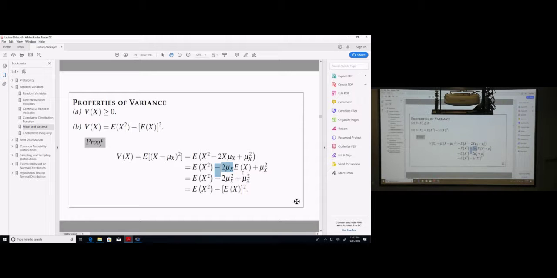And now the next step is to simplify this. Expectation of x is just mu x, our notation. So that would be minus 2 mu x squared. But I have a mu x squared in the third term, so they would cancel out. So in the end, I will have expectation of x squared minus mu x squared. But mu x squared is just another name for the square of the expectation of x.